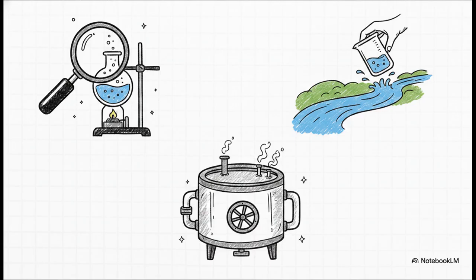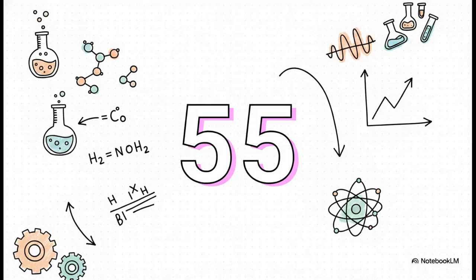So if an environmental scientist is out there testing a river for acidic pollutants, or a chemical engineer is controlling a massive industrial vat, they have to carefully account for how dilution is actively shifting the chemical equilibrium of their samples. It's serious business. And with that perfectly balanced equation, we've hit a major milestone for the explainer today, 55.